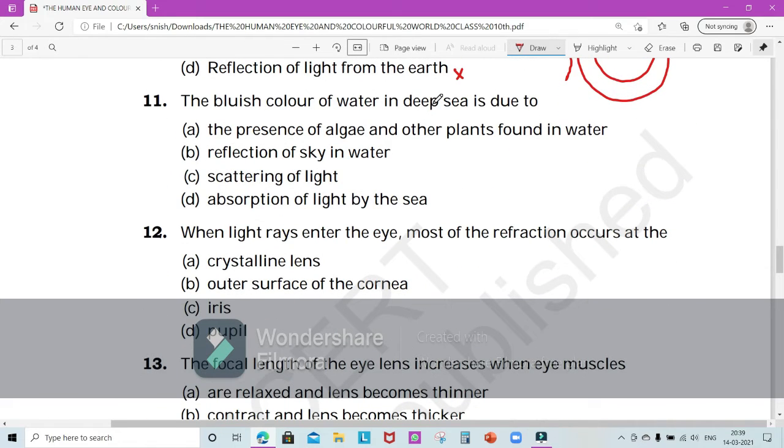Next, the bluish color of water in the deep sea is due to what? We know this from our childhood itself. It's the same reason: above we have our sky, which is blue in color, and water just reflects that color. It's only due to reflection of the sky in water. Scattering of light? Nope, there's no scattering of light. Absorption of light by the sea? No. The presence of algae and other plants found in water? No. It won't make it appear blue, but at times water appears green, right? That is because of algae. You will find algae at the bottom and it will appear green in color. That's a different thing. So it's B.